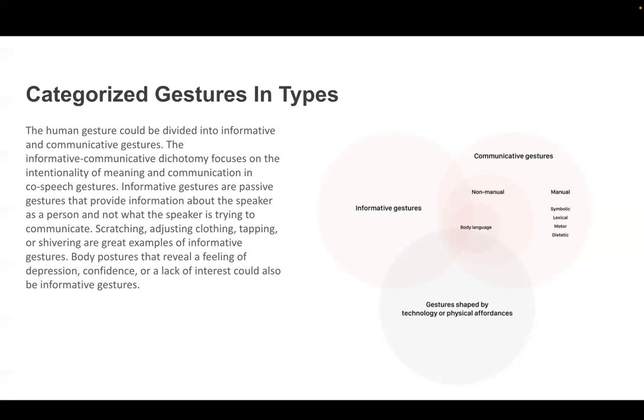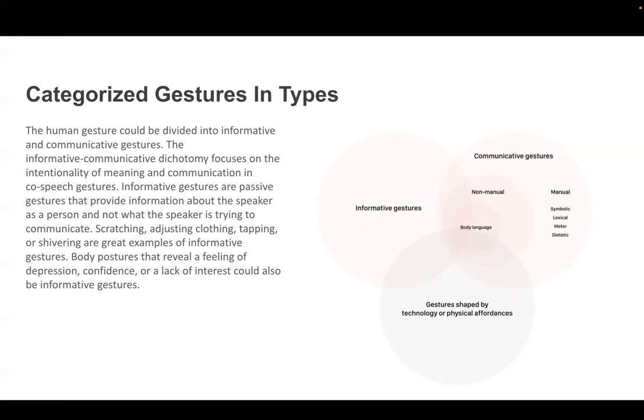The first one, informative and communicative, is focused on the intentionality of meaning of communications in speech gestures.